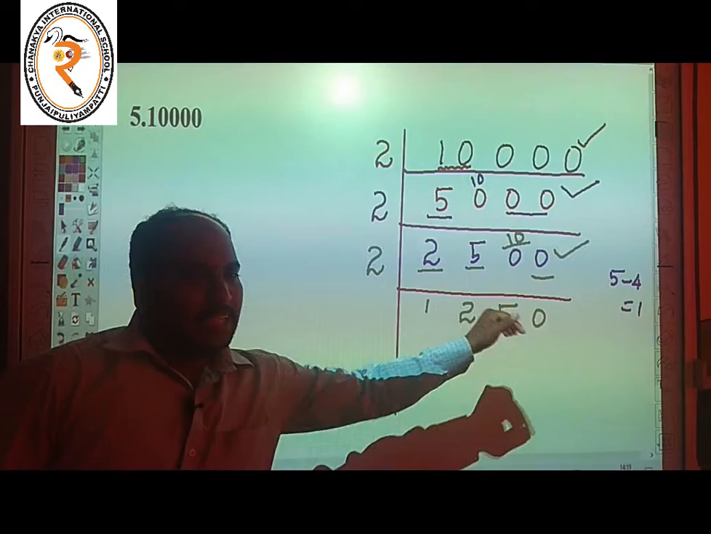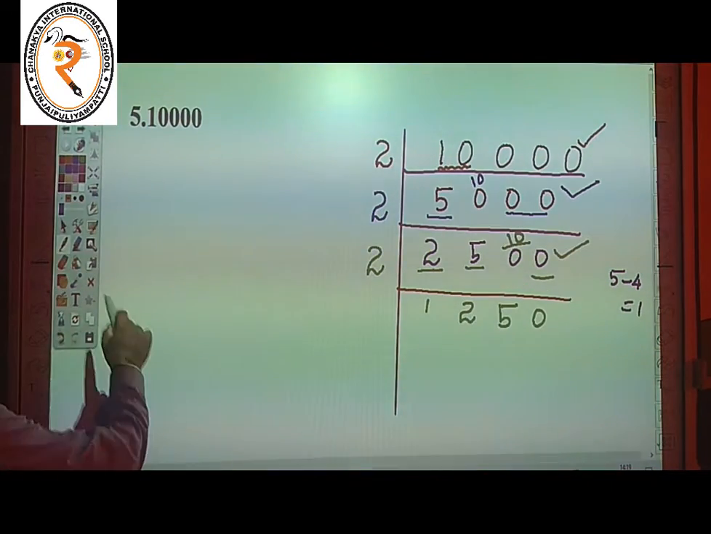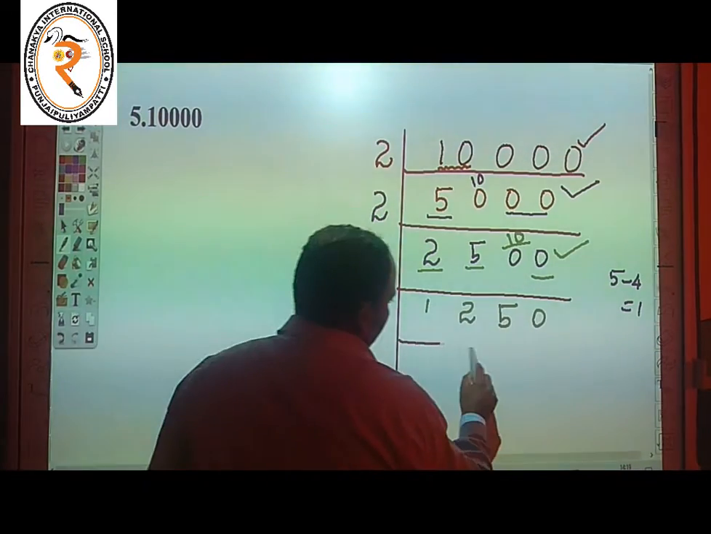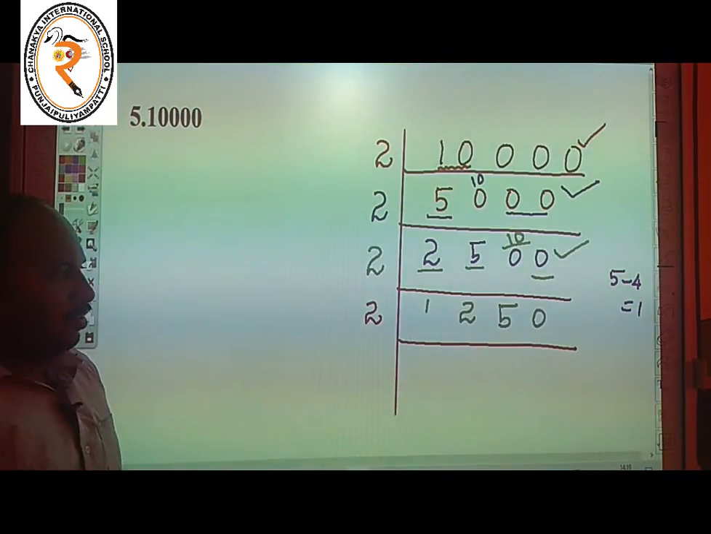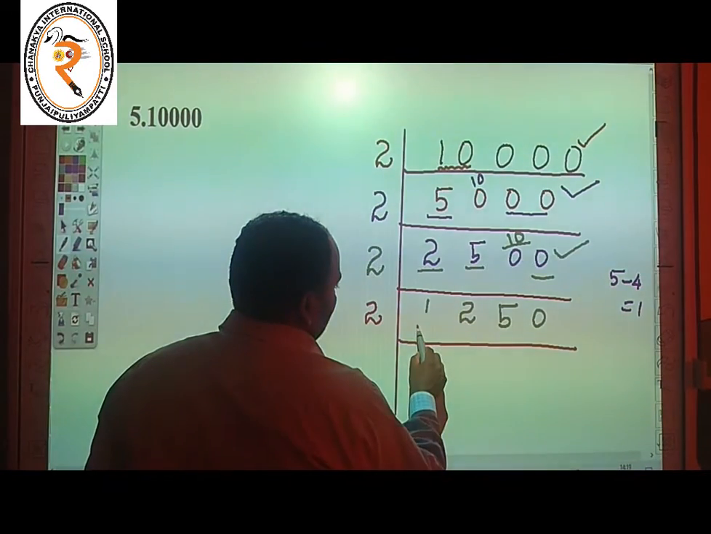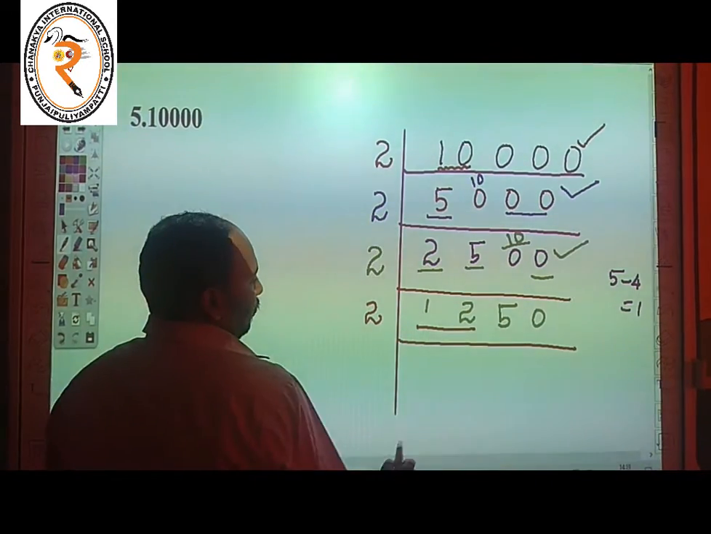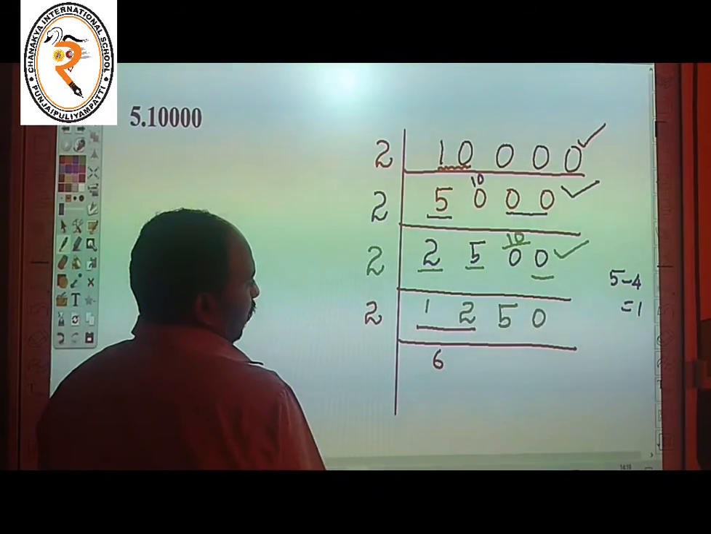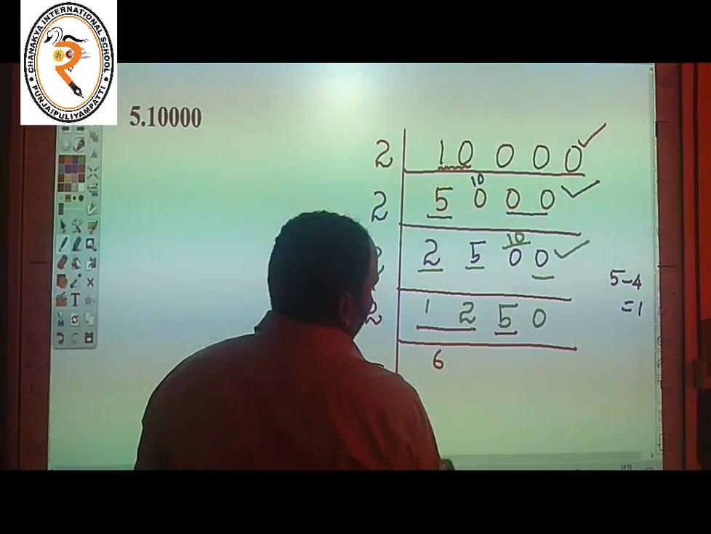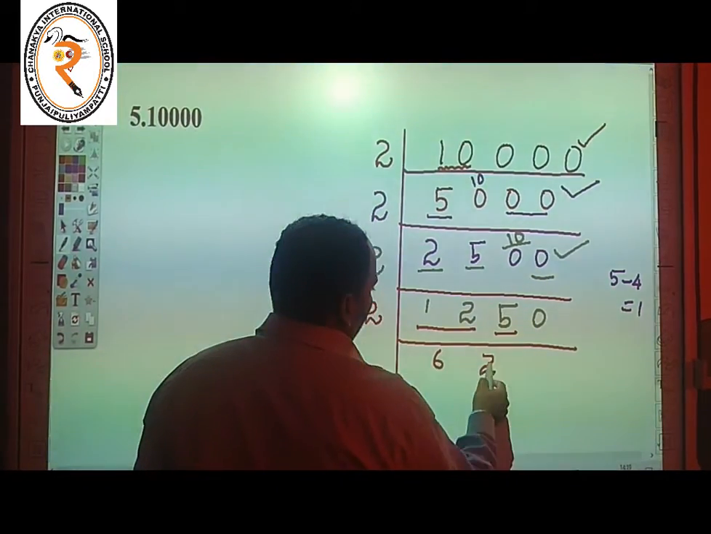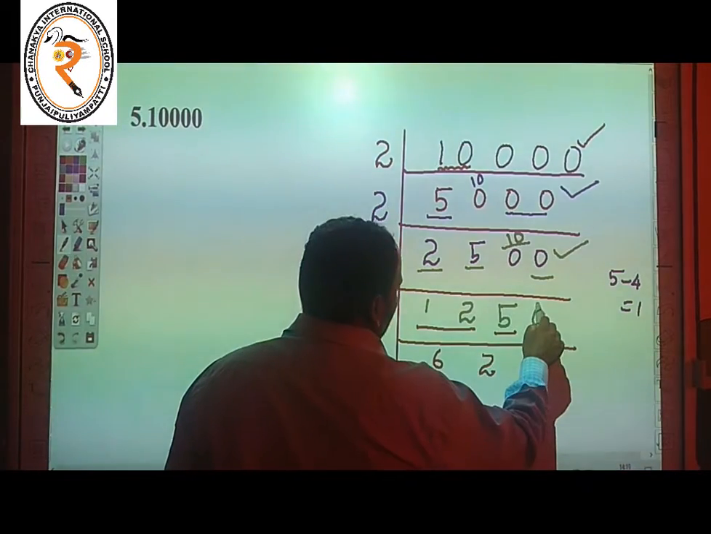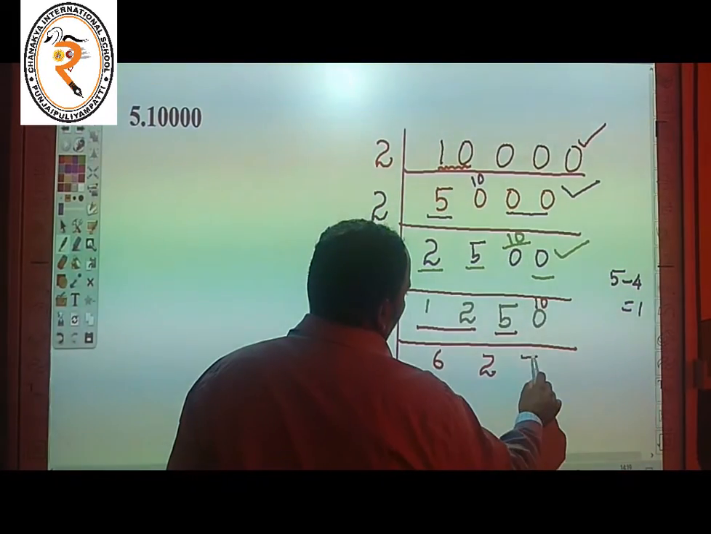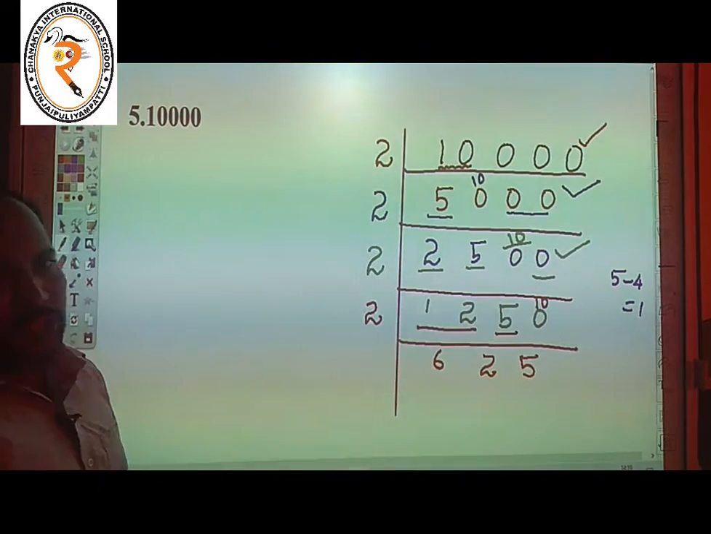1250. The last digit is 0. We can divide by the first prime number 2. The first digit is 1. We take 12. 6 twos are 12. Next one 5. 2 twos are 4. 5 minus 4 is equal to 1. So 10. 5 twos are 10.